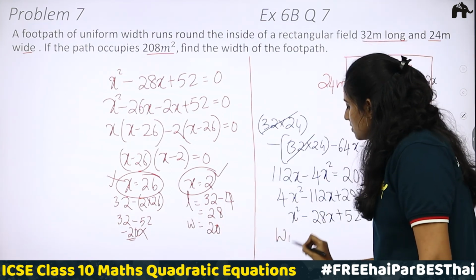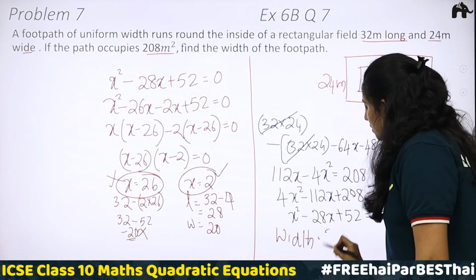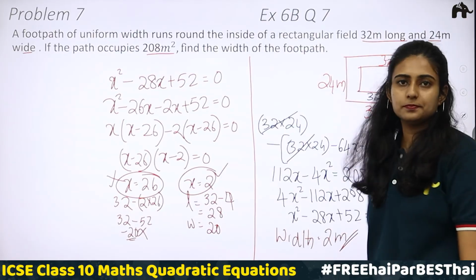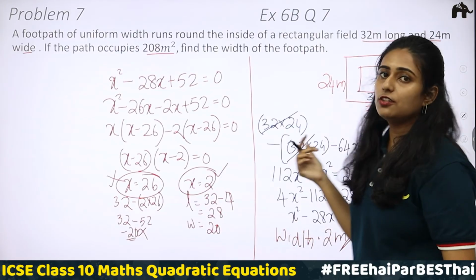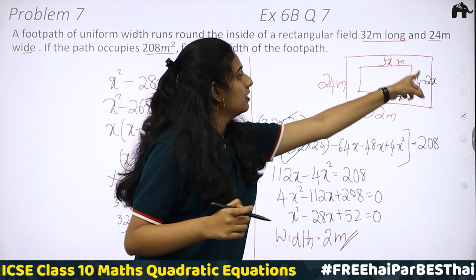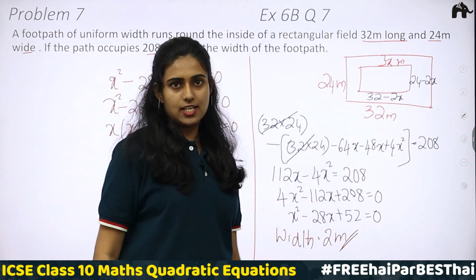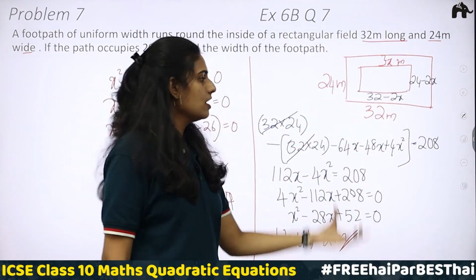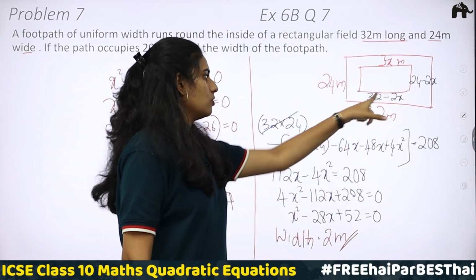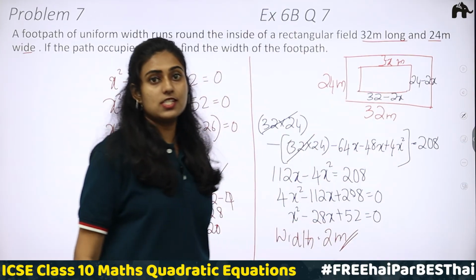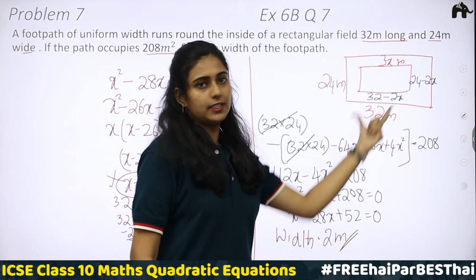Width is equal to 2 meters. Clear? This is how we can find the width of the footpath. From the inner rectangle and outer rectangle, we got a quadratic equation, solved the quadratic equation and found the value of x, which is the width of the footpath.